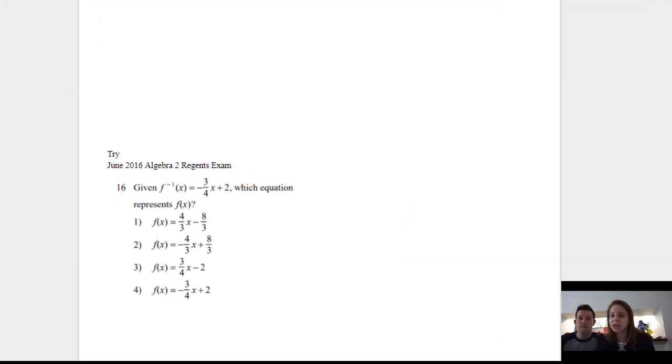Okay, so this appeared on the June 2016 Regents exam. Given f inverse of x is equal to negative 3x plus 2, which equation represents f of x? So I'm going to rewrite the inverse equation with y equals. Then I'm going to swap the x and the y in orange.